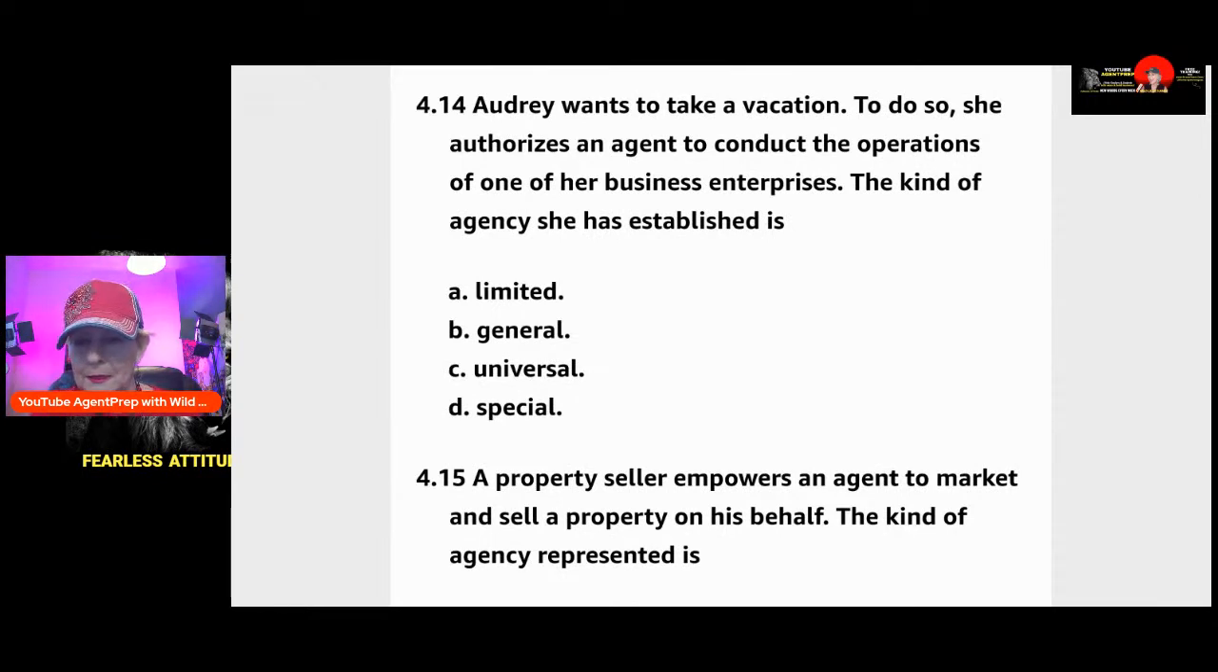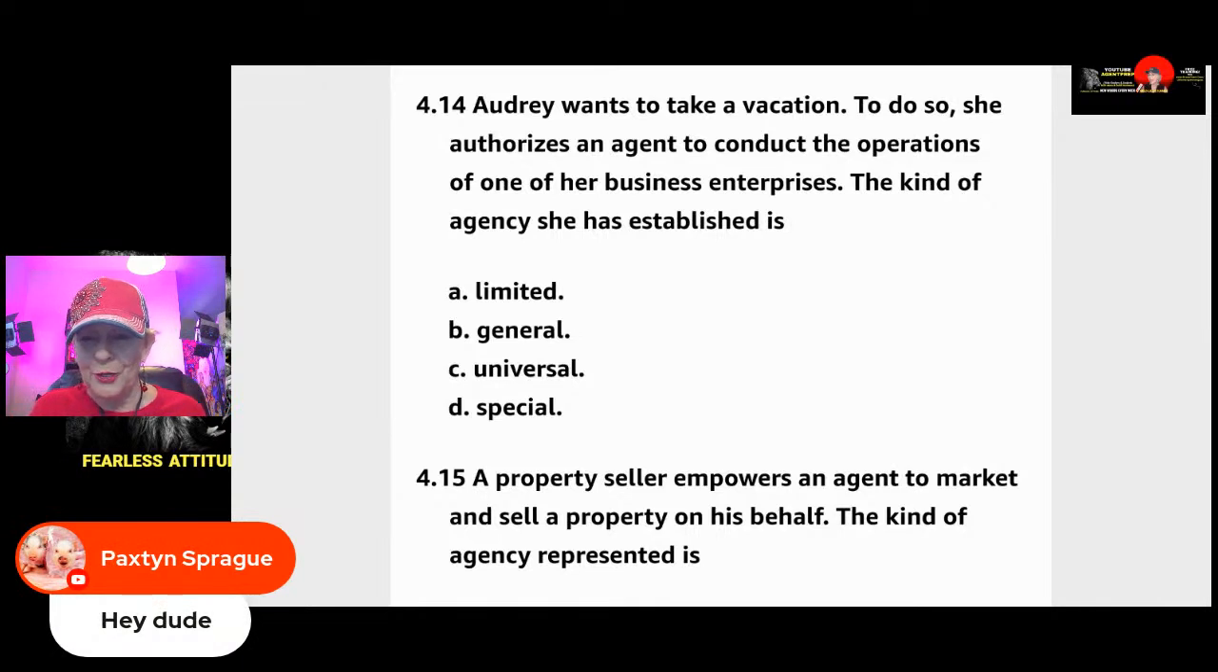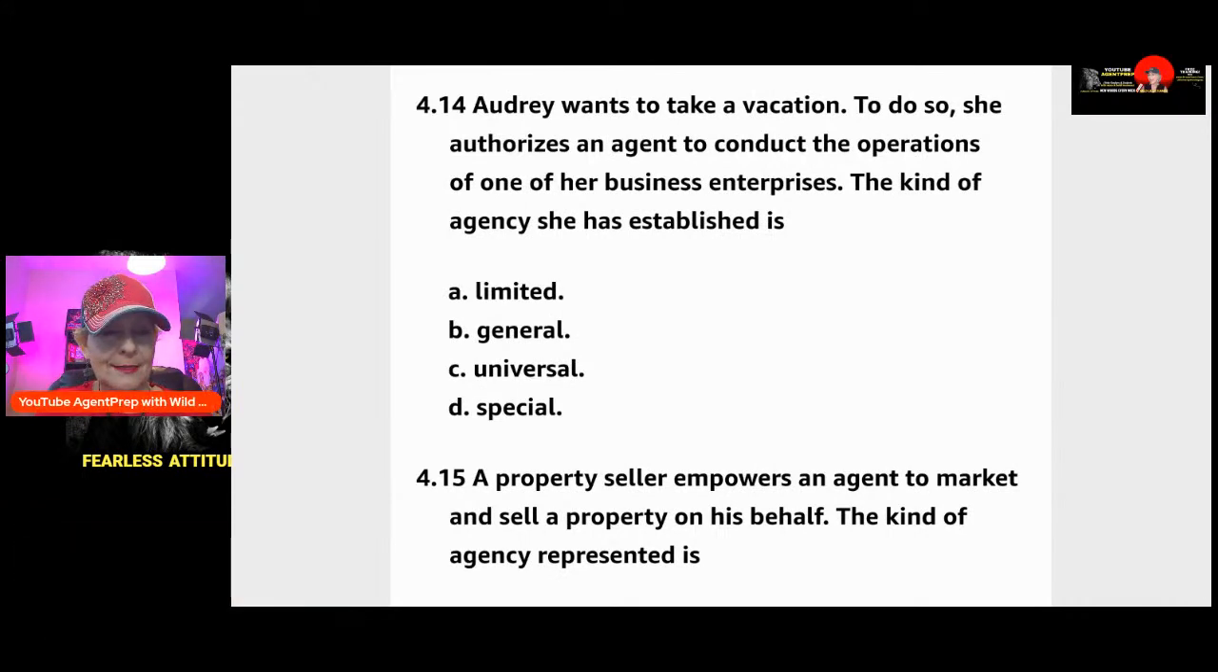Paxton, hey, dude, or dudette. Hey, money grows, yes. When they say money doesn't grow on trees, well, the trees grow fruit or vegetables, and then you sell it. So it does grow money.